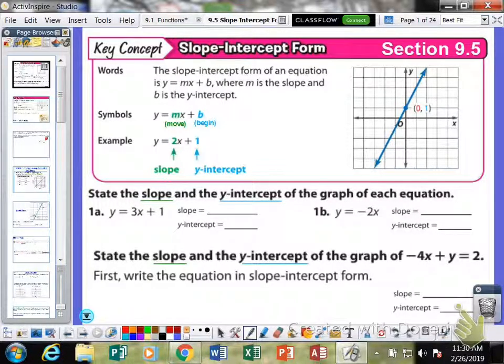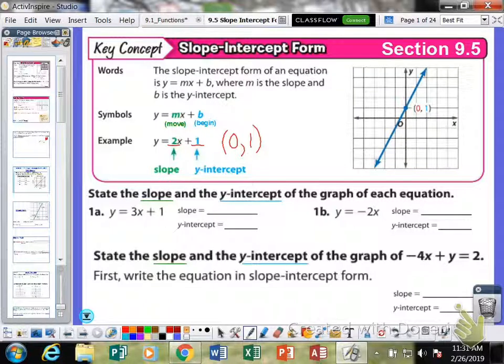And if we look at our example here, we have y equals 2x plus 1. Our slope in this case would be our 2, and our y-intercept would be 1. And if we were to graph that y-intercept on our graph over here, we know what our y is, and our x is just going to be 0, 1. Okay, that would be the ordered pair.